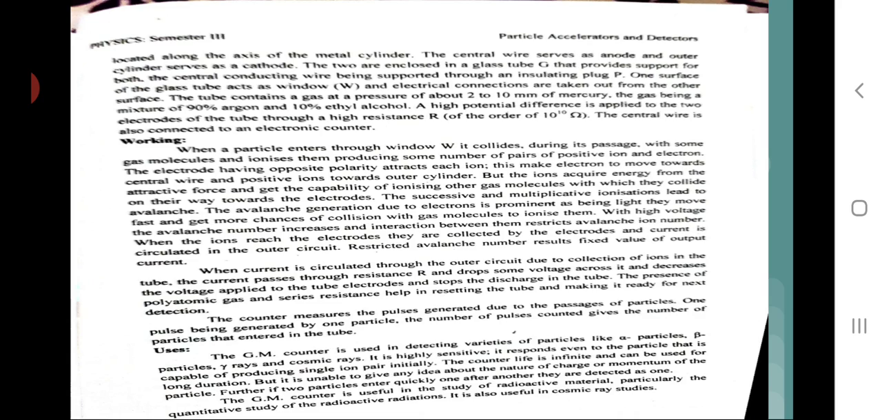The GM counter is useful in the study of radioactive material, particularly the quantitative study of radioactive radiations. It is also useful in cosmic ray studies.